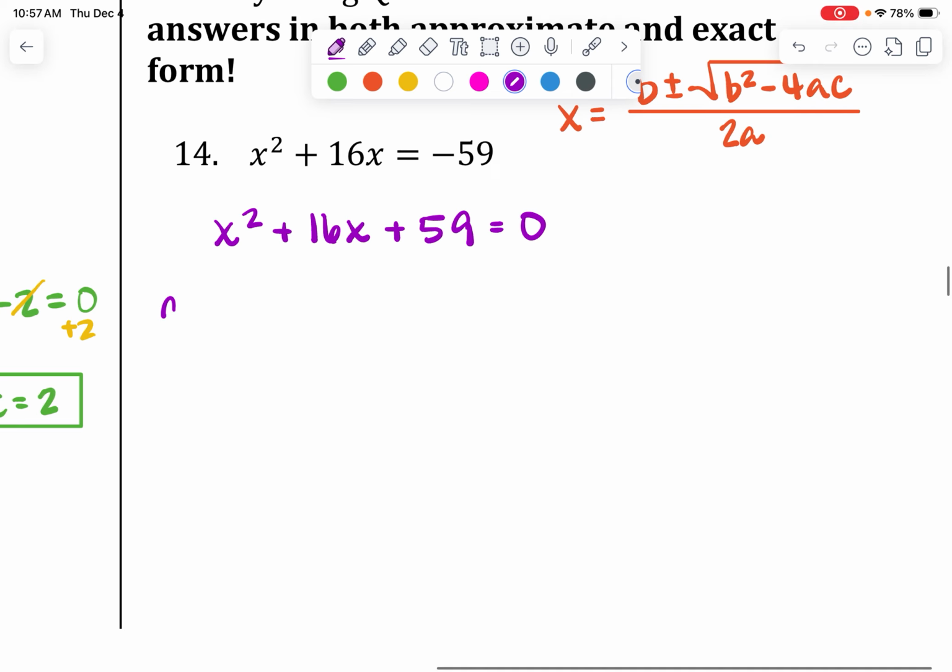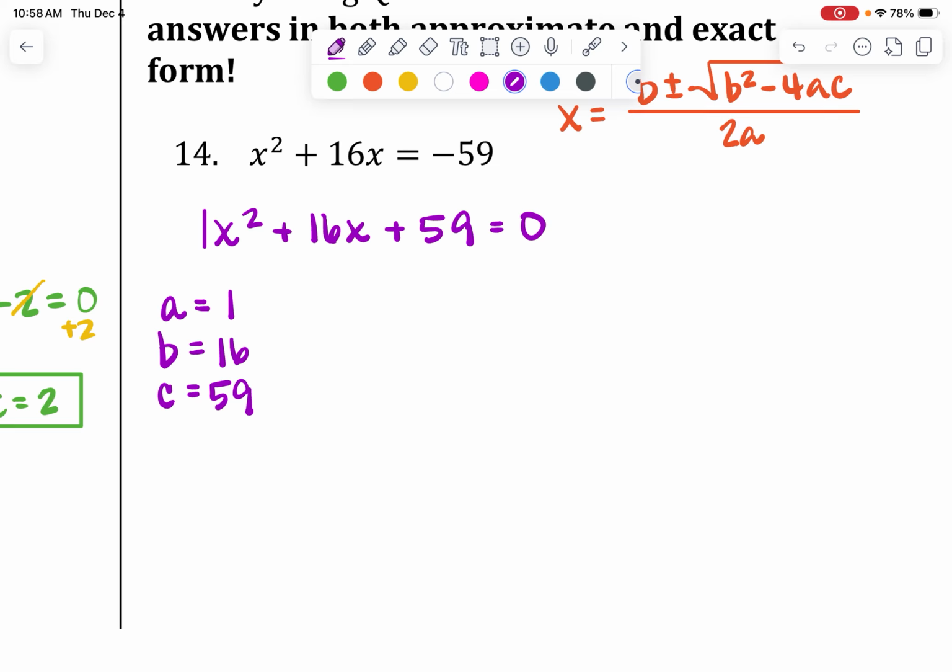And then I want to make sure I identify my a, b, and c values for myself. So I like to write them down so I don't get confused when I go back and forth. So remember, your a value is the number in front of the x squared, so he's just a 1. The b is the number in front of your x, so 16. And then the c, of course, is the constant hanging on the end, so positive 59.